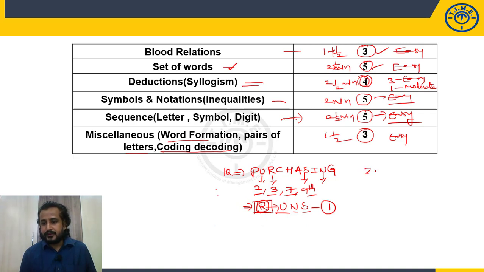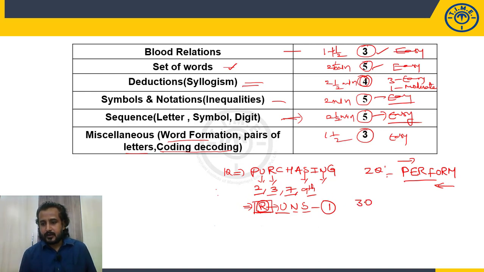One more question is given, pairs of letters, and the word given is perform. How many such pairs of letters are there in the word perform, which have as many letters between them as they have between them in the English alphabet set? This is in both forward and backward directions. So this is a very easy and doable question.